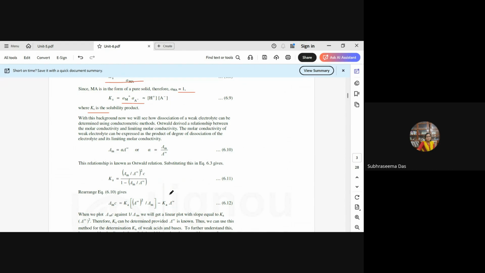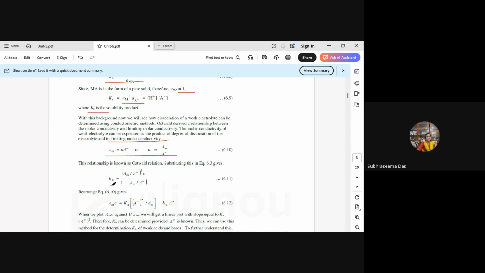Now, using all these Ka, Kb and Ks values, Ostwald derived a relationship between the molar conductivity and the limiting molar conductivity. The molar conductivity of a weak electrolyte can be expressed as the product of the degree of dissociation of the electrolyte and its limiting molar conductivity. That is, lambda m is equal to alpha into lambda infinity, or we can write alpha is equal to lambda m by lambda infinity. This relationship is known as the Ostwald relation.